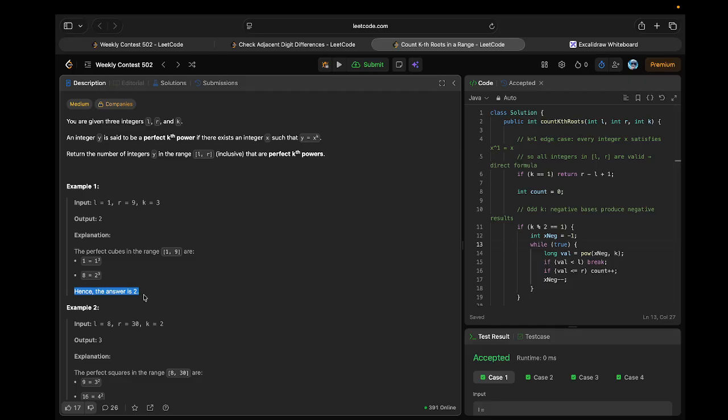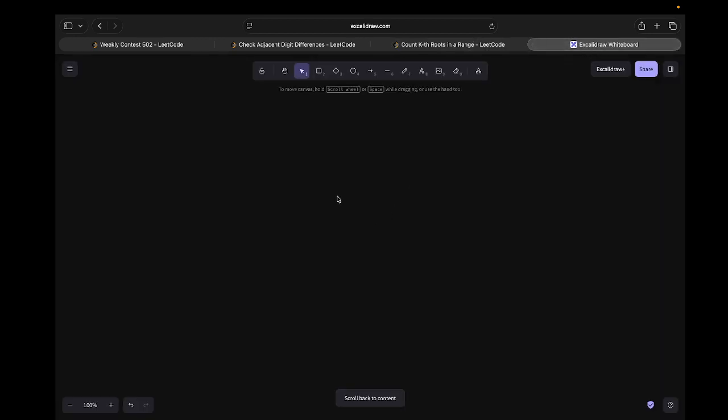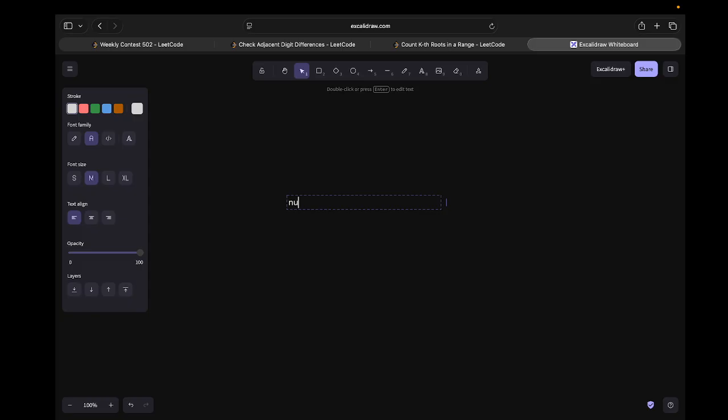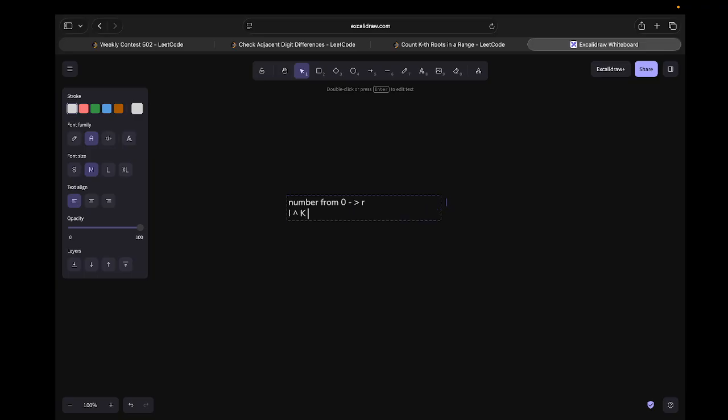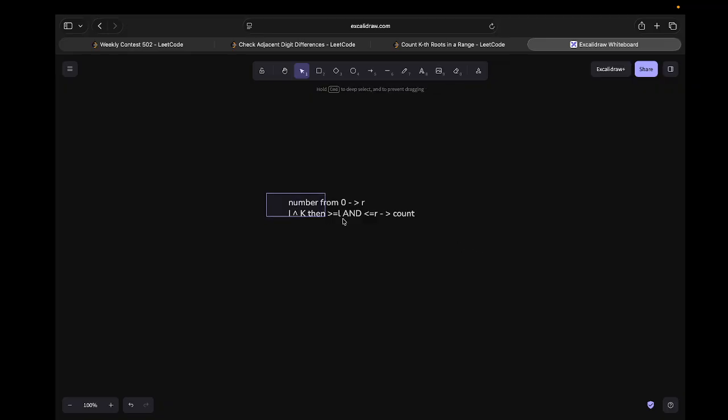So what is the first thing that will come to your mind? Exactly, the brute force, right? What you can do is simply iterate over the numbers from 0 till r, I'm talking about the worst case, right? For every number we calculate i to the power k, and then check if it is greater than or equal to L and less than or equal to R. If it is, then we simply increment our count. This is the first thing that will come to your mind, and it is pretty good.